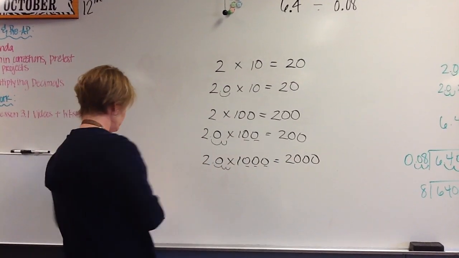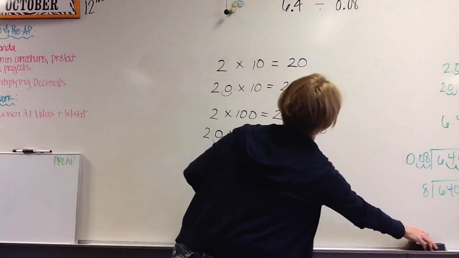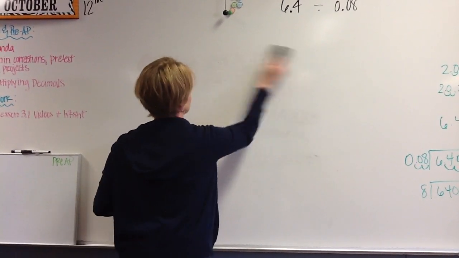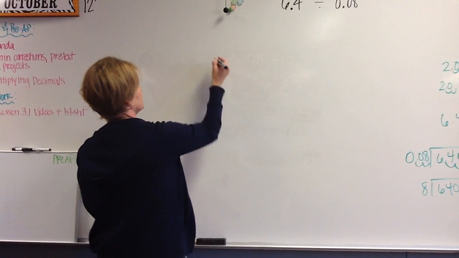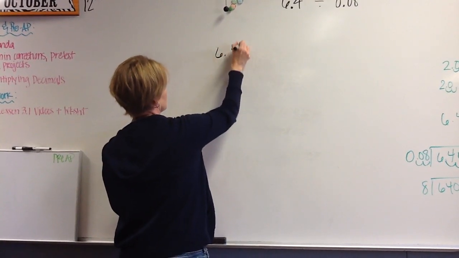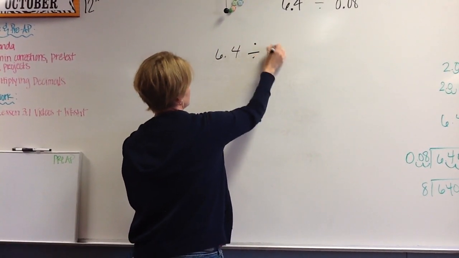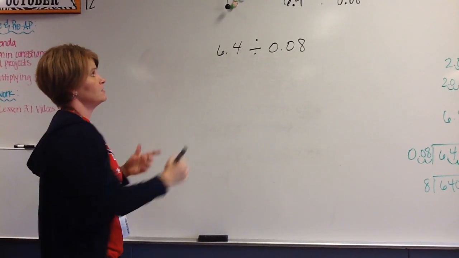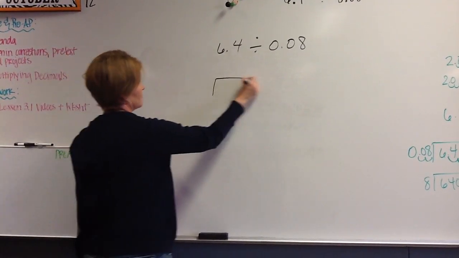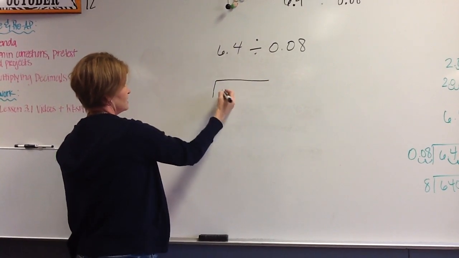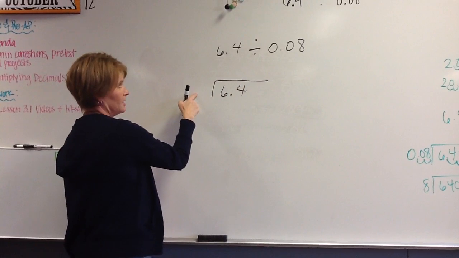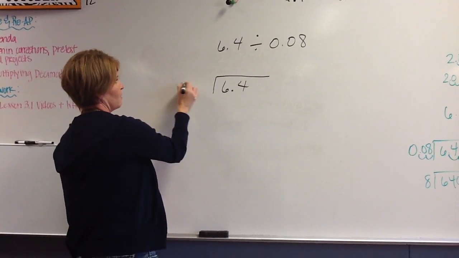Well, this applies to what we've been doing in division. So if I think of a division problem that has decimals, let's say 6.4 divided by 0.08. Well, you know from the other videos that to set this up, I'm going to do the first number inside, and the second number, FILO or FISO, on the outside.